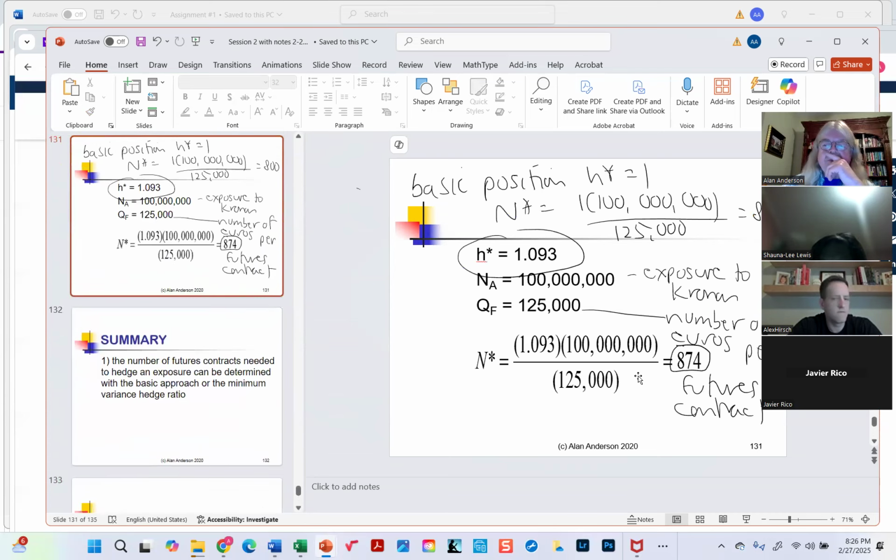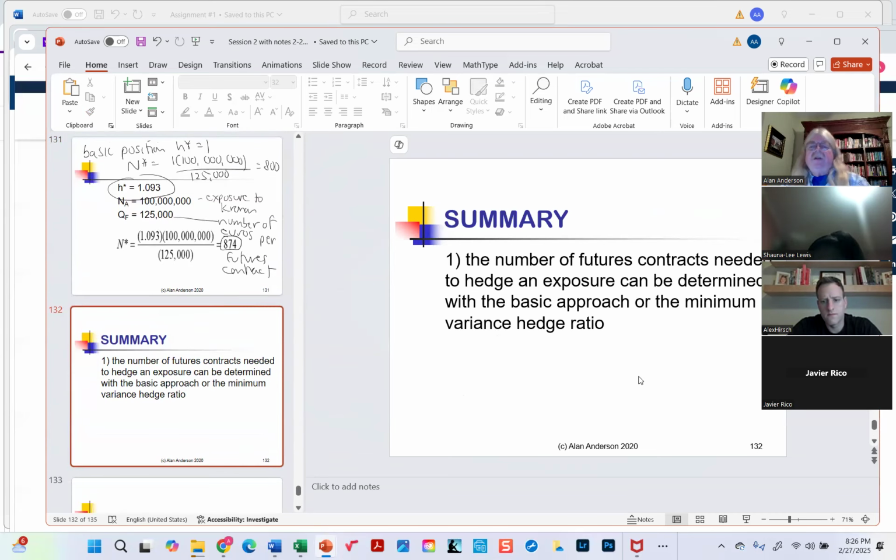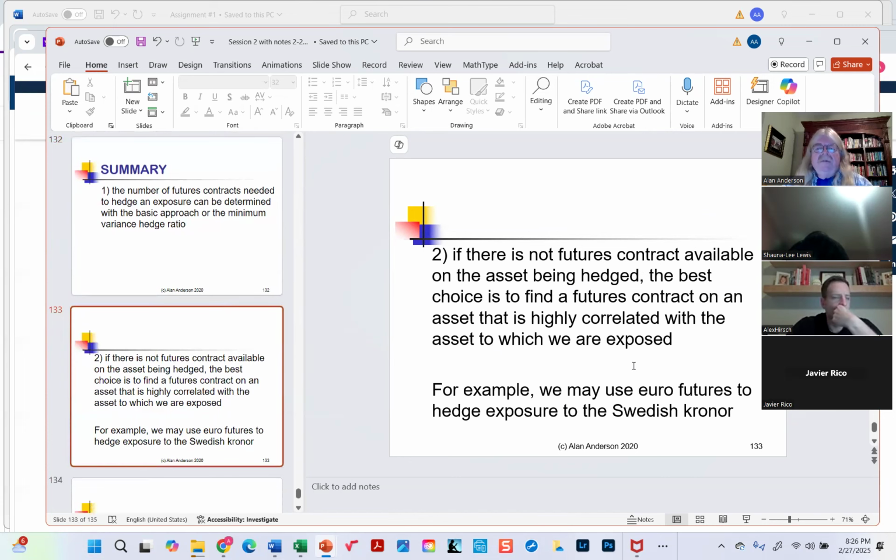All right, so just a quick summary of all this good stuff. The number of futures contracts needed to hedge an exposure can be determined with the basic approach or the minimum variance hedge ratio. The basic approach is simpler, but it's less likely to be accurate. If there is not a futures contract available on the asset being hedged, the best choice is to find one that is highly correlated with the asset that you're trying to hedge, like using a Euro futures contract to hedge exposure to the Swedish kroner or possibly the Icelandic kroner.